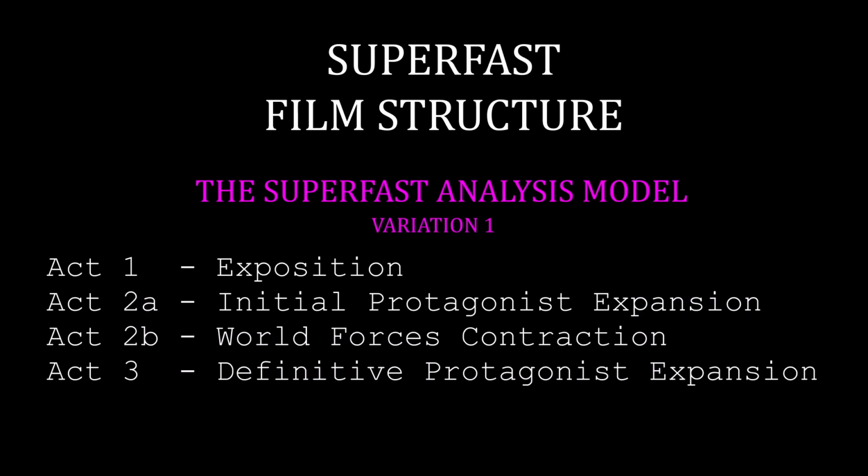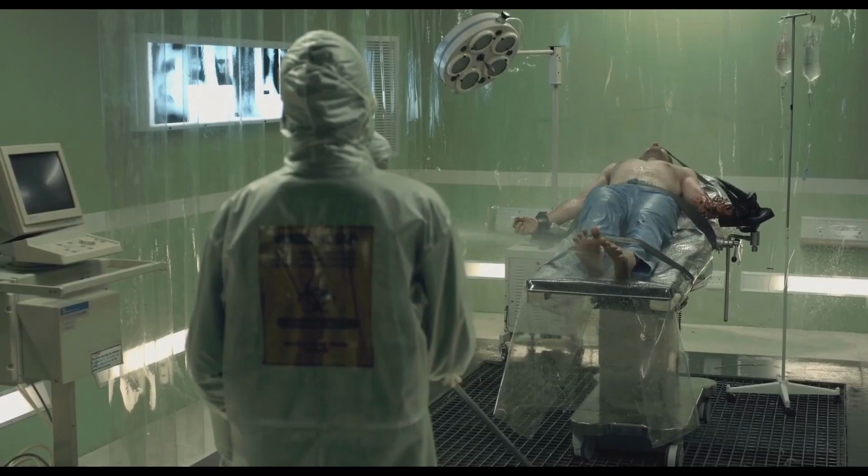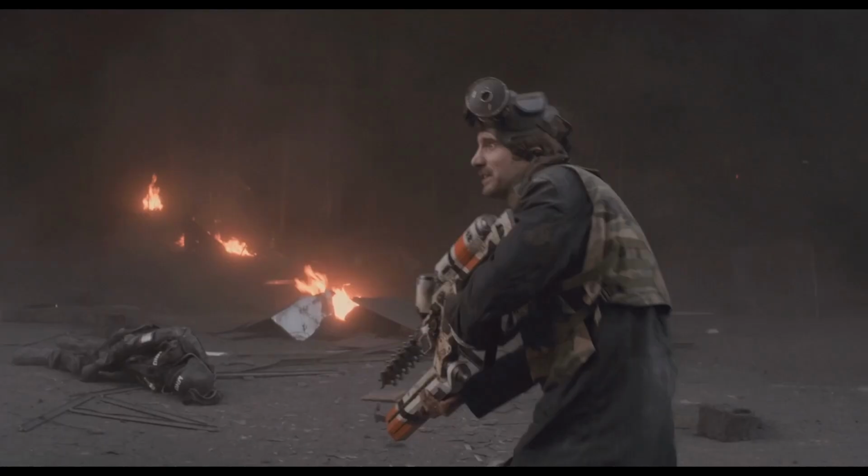There is also a second variation of the model where the 2 midsections are swapped around. District 9 is an example of this variation. The protagonist is on the back foot during the first half of the second act, and then takes control at the midpoint.